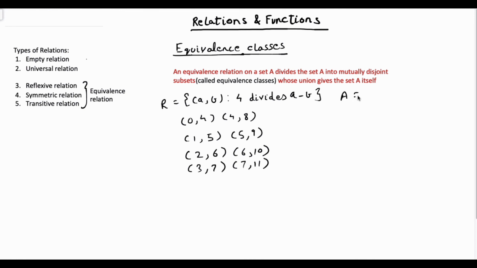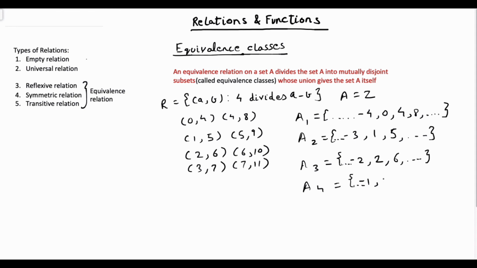Here set A is the set of integers. Now if we consider the set A1 as the elements -4, 0, 4, 8, and so on, and A4 as 3, 7, and so on. So the relation has divided the set into four disjoint subsets A1, A2, A3, and A4, such that any element of the set A1, A2, A3, or A4 is not related to any element of another set. 0 cannot be related to 1, -4 cannot be related to 5, 8 cannot be related to -1, -4 cannot be related to 7.